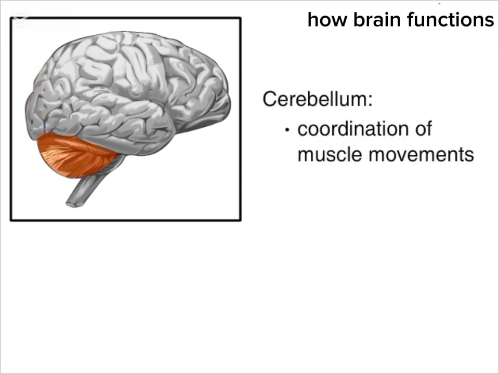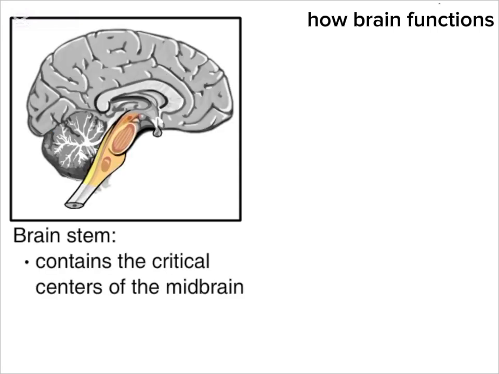The cerebellum is located at the back of the head, underneath the occipital and temporal lobes. The cerebellum creates automatic programs so we can make complex movements without thinking. The brainstem is located underneath the temporal lobes and extends down to the spinal cord. It is critical for survival because it connects the brain with the spinal cord.